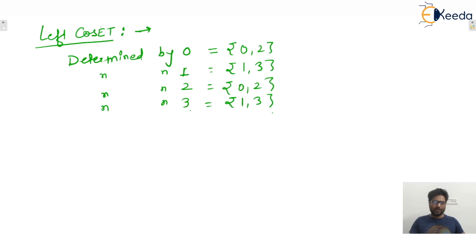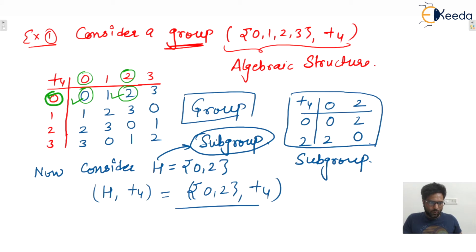You can verify with the Cayley table. We just made the Cayley table for the given group as well as the subgroup. From that we can easily conclude what determined by 0 will be: addition modulo 4 with 0 is 0. In a left coset, the element that determines must be on the left hand side, and in a right coset that element must be on the right hand side.